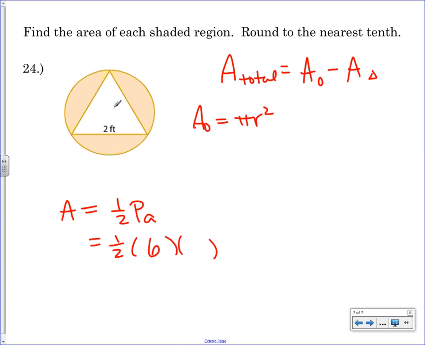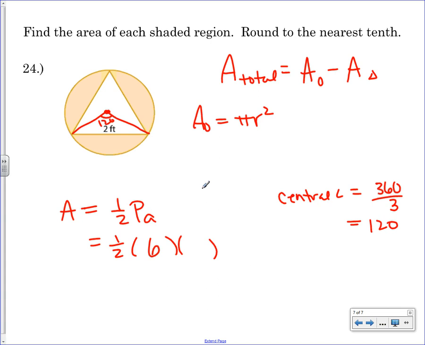Okay? So whenever you're finding the apothem, the first step is to find the central angle. If you remember, the central angle is 360 over number of sides. Central angle is going to be 360 over 3, which is 120. So this angle here is 120. Is everybody okay with that?